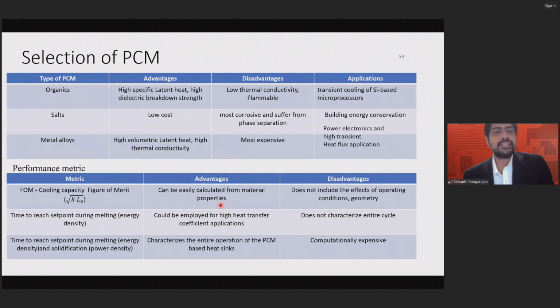For selection of PCM, we have a lot of performance metrics defined in the literature, but what we really want to look at is the thermal conductivity and the latent heat, which is a combination that we don't get quite often, but we want to have the maximum of both. There are a lot of figures of merit that have been defined in the literature, but we would really want to extend the time of operation. That's the main thing that we are looking at.